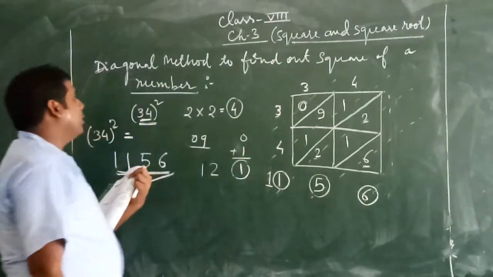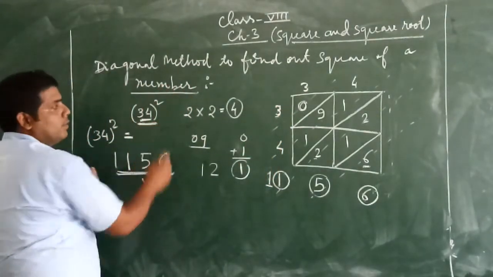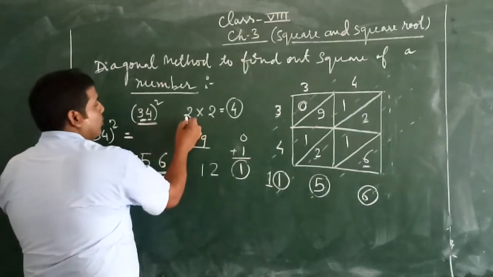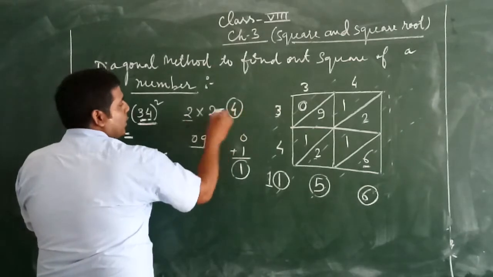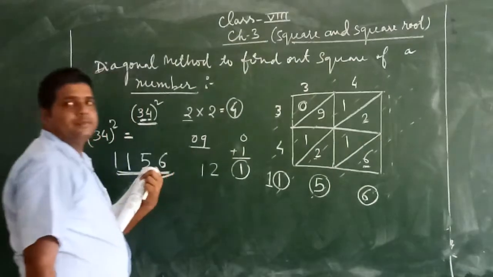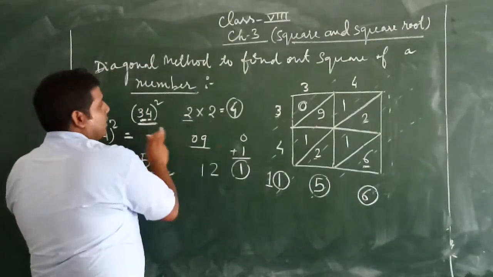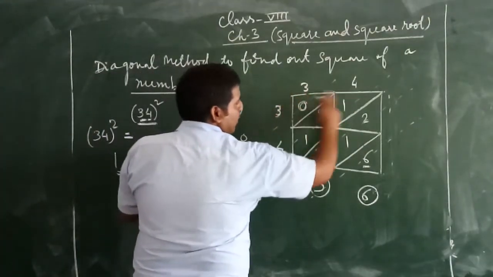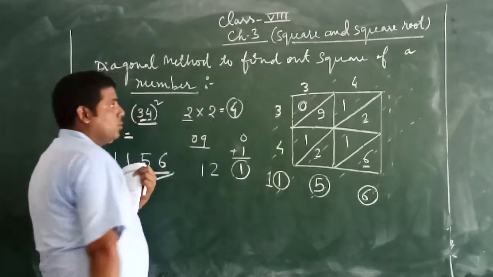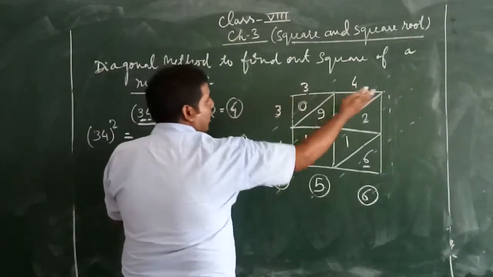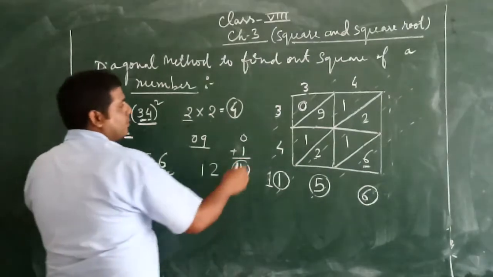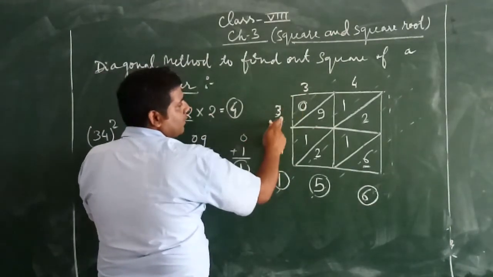Let me repeat it again. We want to find out the square of 34. In 34 there are 2 digits, so 2 times 2 is 4, so we make 4 boxes here. Now place 3 and 4 vertically in the column and horizontally also. Now apply 3 times 3 is 9.